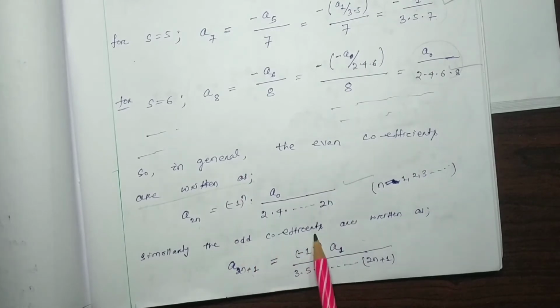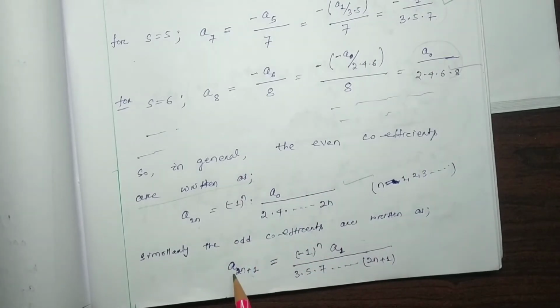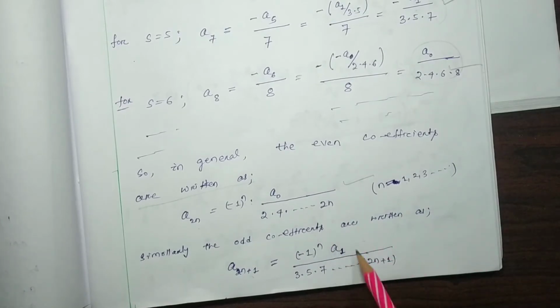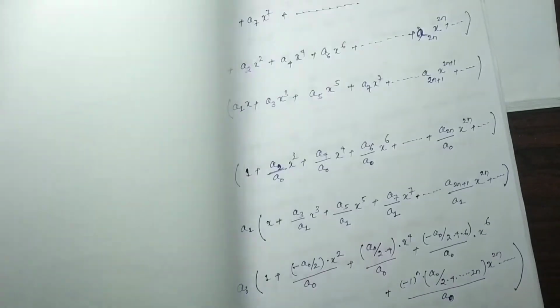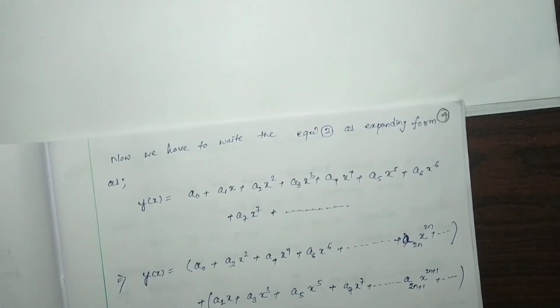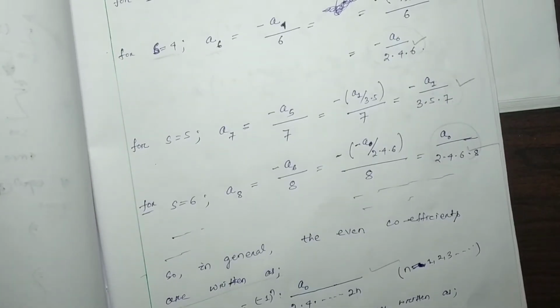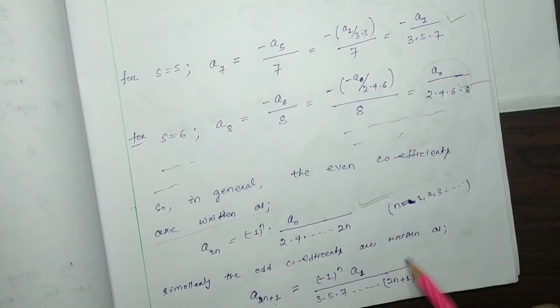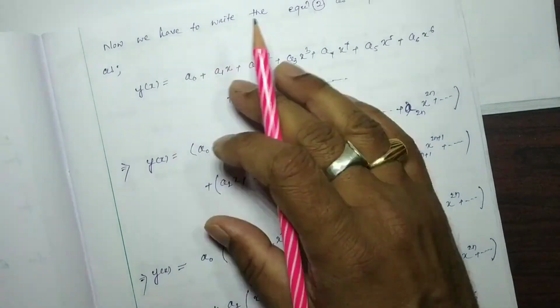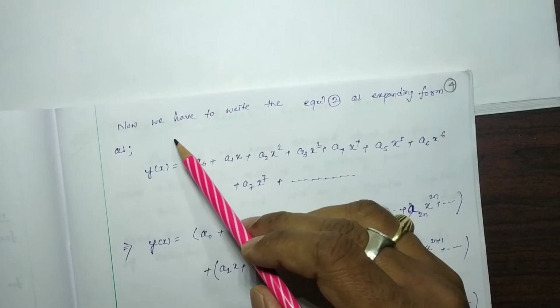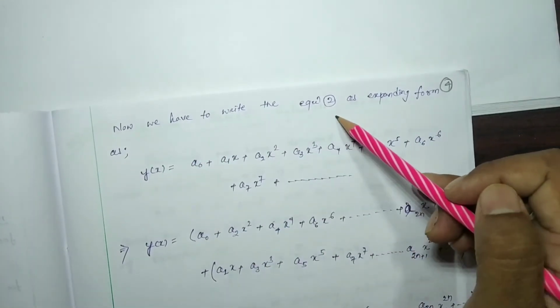Similarly, odd coefficients in general can be written as a2n plus 1 equal to minus 1 to the power n, a1 by 3 into 5 into 7 up to 2n plus 1, like that. So if we consider these two general terms that we have written, and the other terms, now we have to write equation number 2 in expanded form.